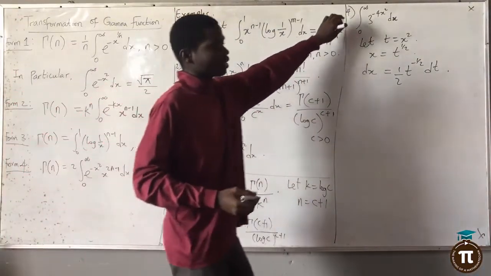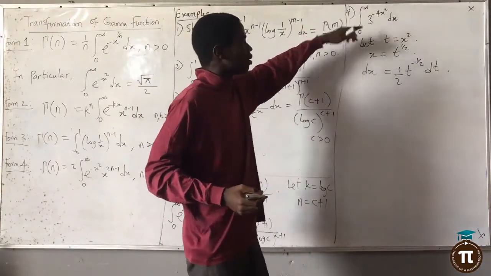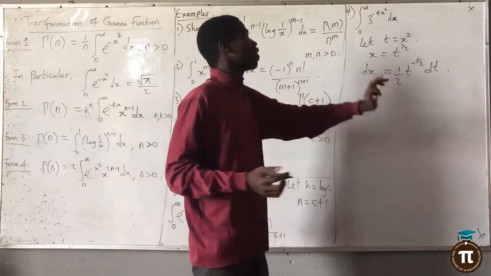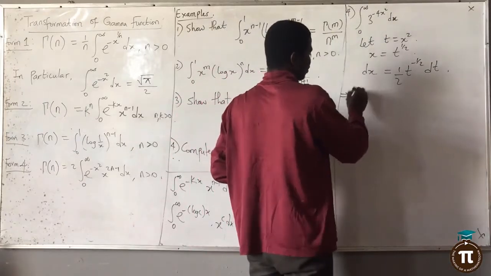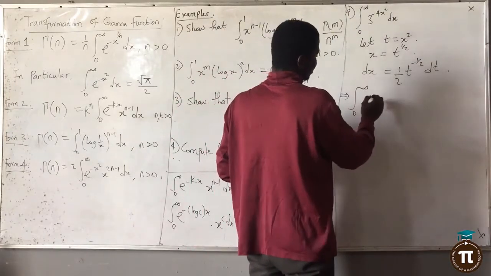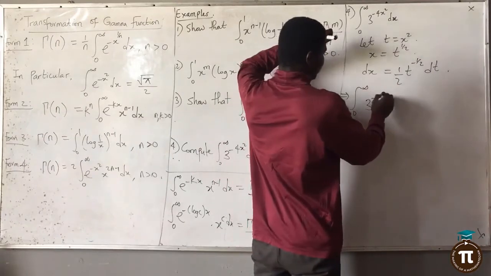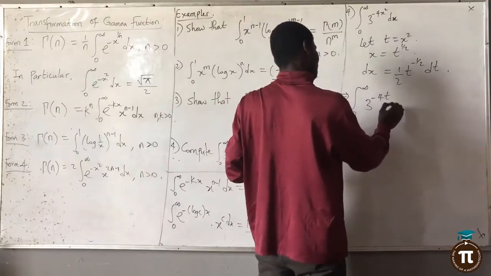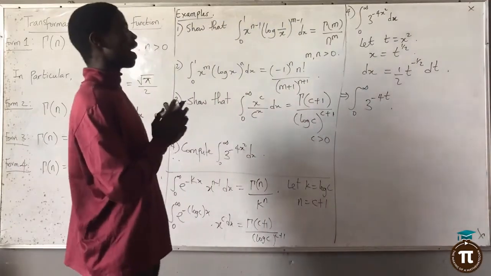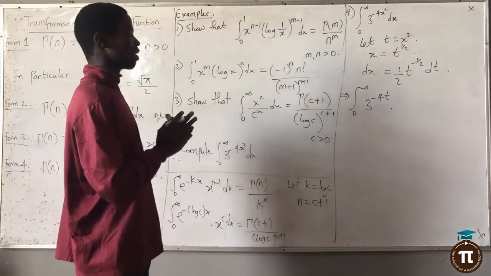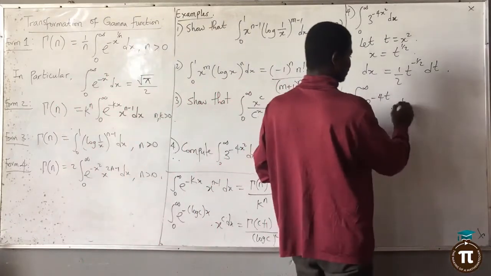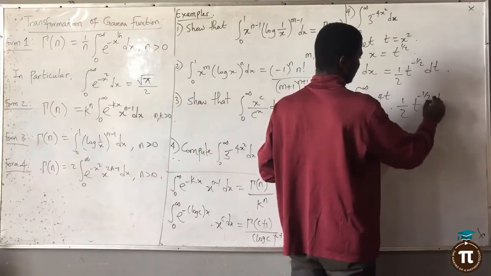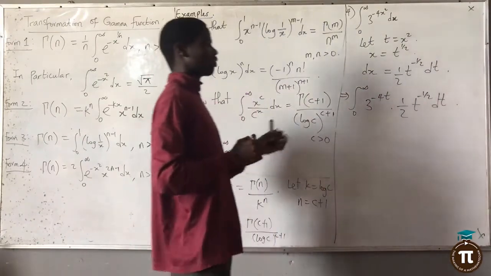So put it in the integral. When s is 0, t will be 0. When s is infinity, t will also be infinity. So this will become the integral from 0 to infinity of 3 raised to the power of minus 4t, because s squared has now been replaced with t, multiplied by ds. ds is 1 over 2 t raised to the power of minus 1 over 2 dt. That's what I'm going to have.